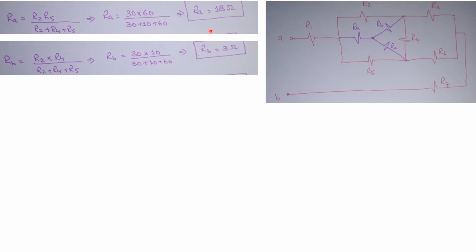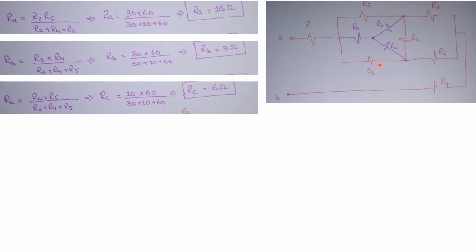Now we have to find the value of RB, which is in between R2 and R4. So RB is equal to R2 into R4 divided by the total resistance of that pi network. You will get RB equal to 3 ohms. Now RC is in between R5 and R4. So RC is equal to R4 into R5 divided by the sum of the total resistance of that pi network. Our value of RC is equal to 6 ohms.